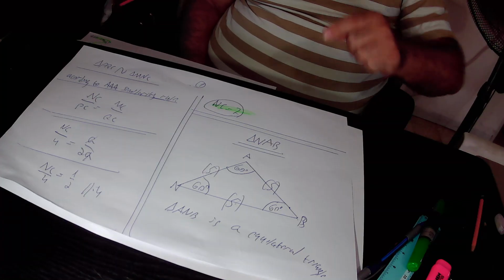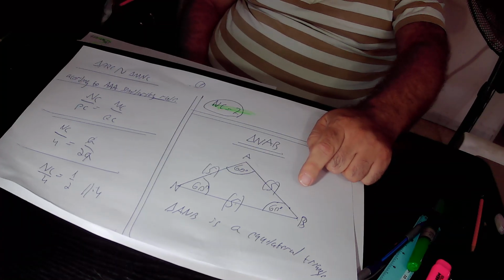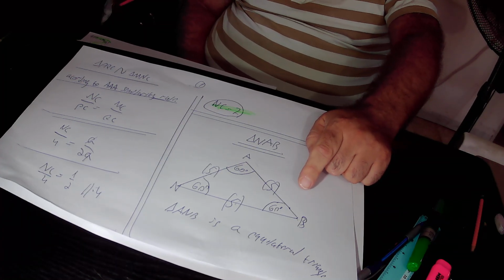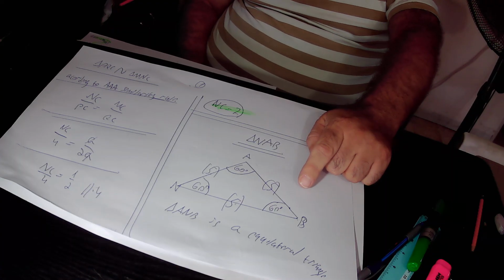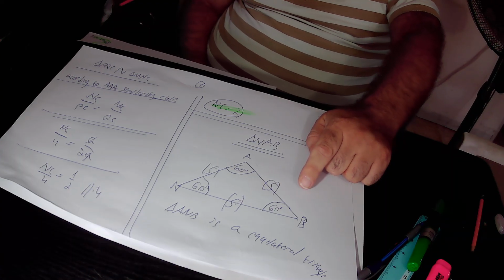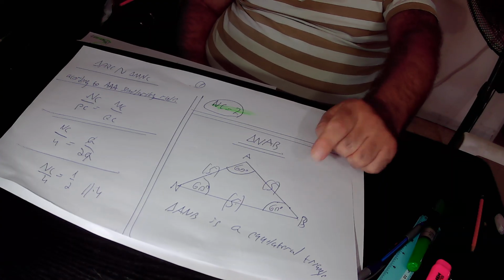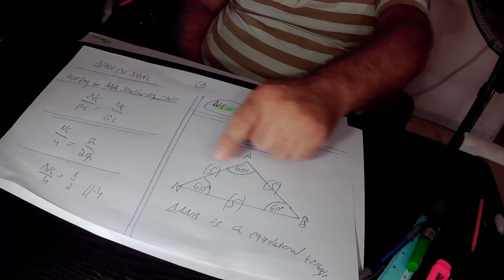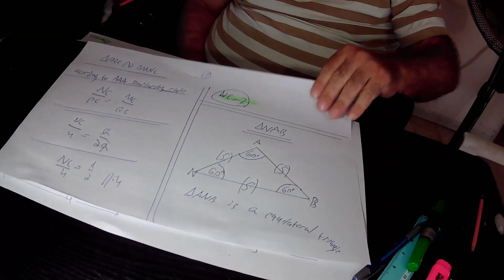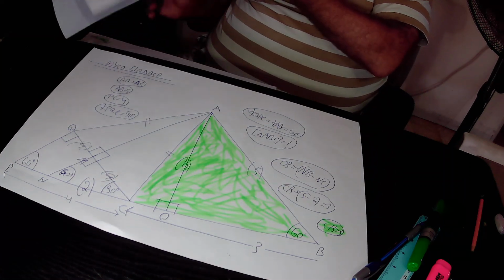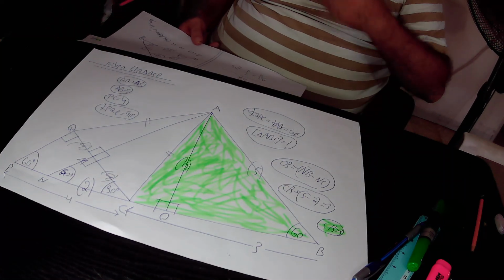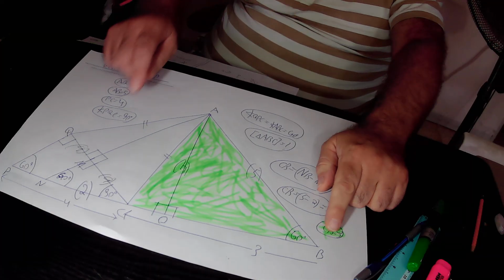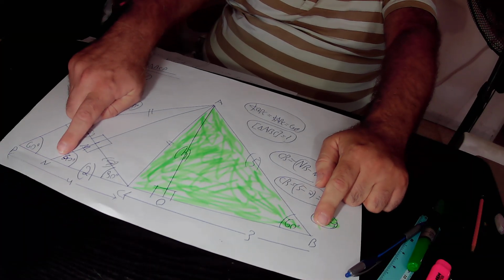So we found out that the big triangle ANB is an equilateral triangle, and in any equilateral triangle, all the sides are equal to each other. AB equals 5, therefore AN must also equal 5, and NB must also equal 5 units in length. So NB equals 5 units in length.